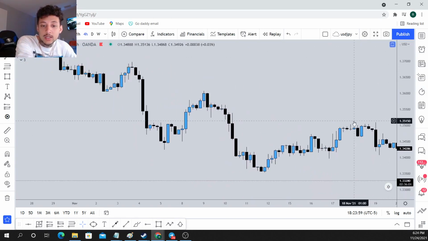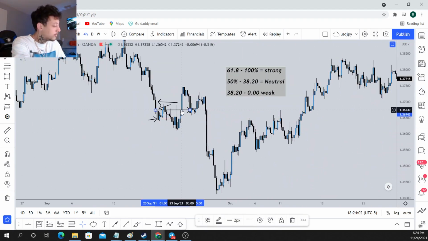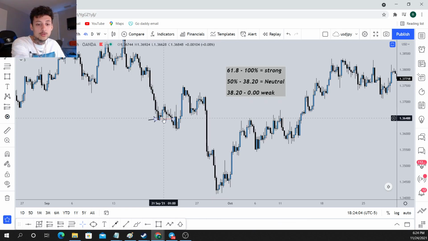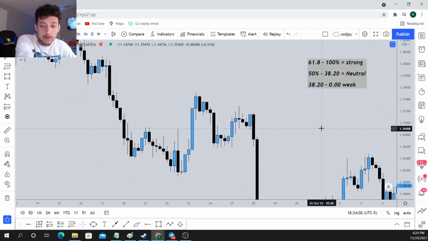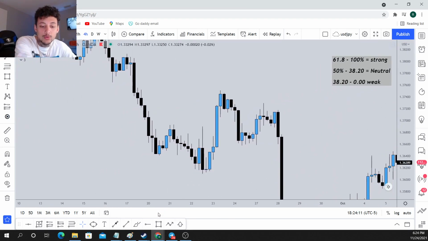Now, let's get into the candlesticks themselves. Let me get rid of all this drawing on the screen, since we're actually going to be measuring candlesticks with the Fibonacci retracement tool.